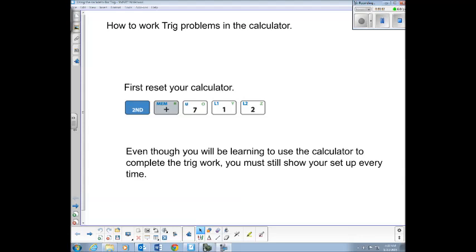Welcome to Geometry Pre-AP, one of the greatest subjects in the world. Today we're going to learn how to do trig with our calculators.